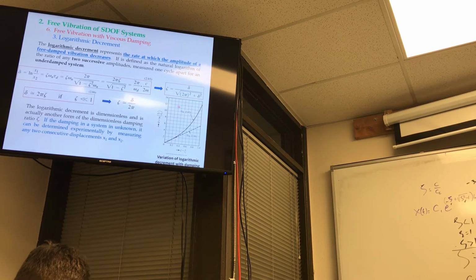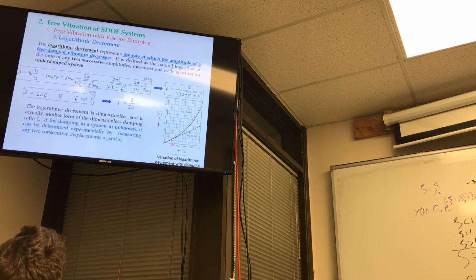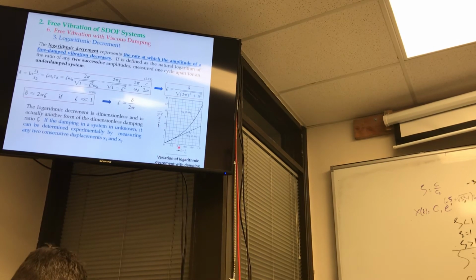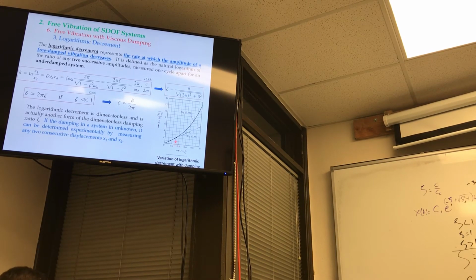But the important thing, look at this plot right here. It shows the variation of logarithmic decrement with damping, so you're plotting delta versus zeta. When zeta is all the way to about 0.3, in other words, when zeta is really less than 1, you can figure out that delta is equal to 2 pi times zeta, where zeta is equal to c divided by cc.